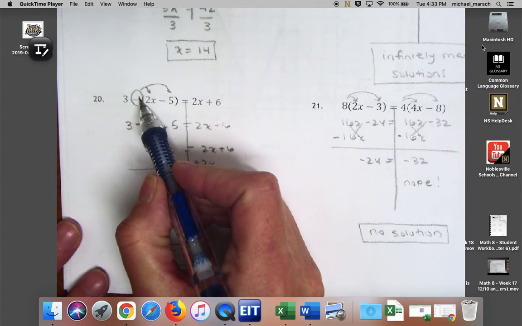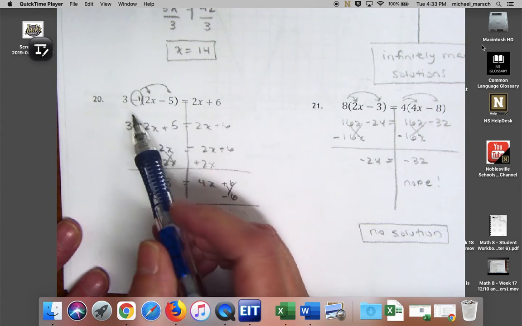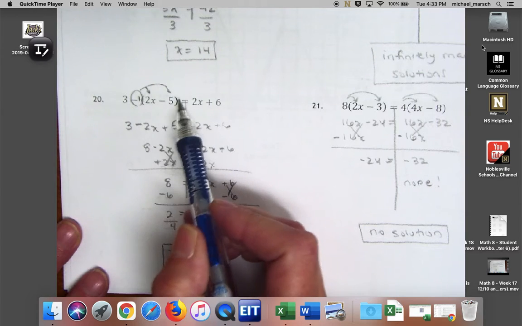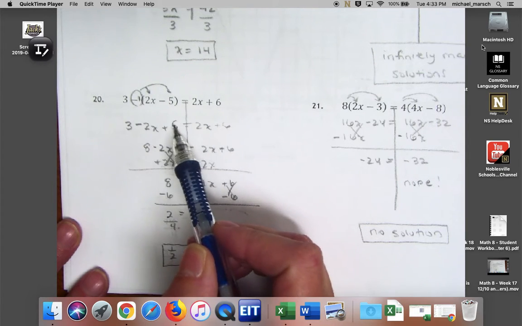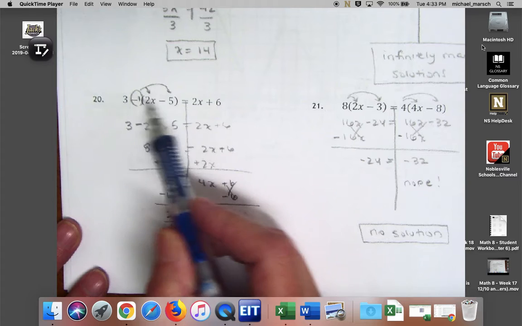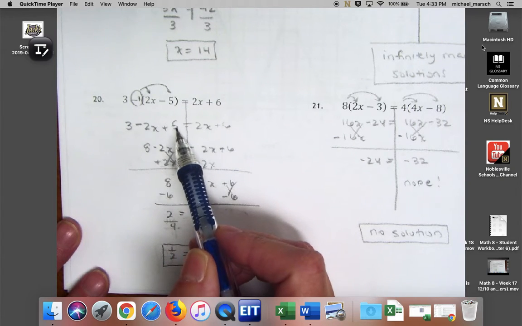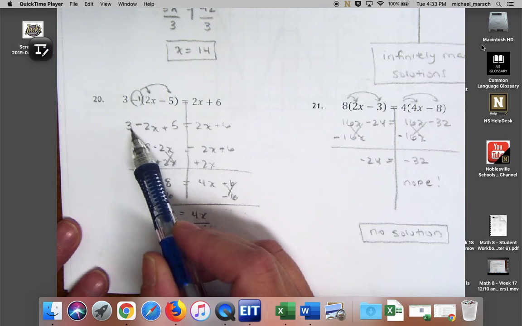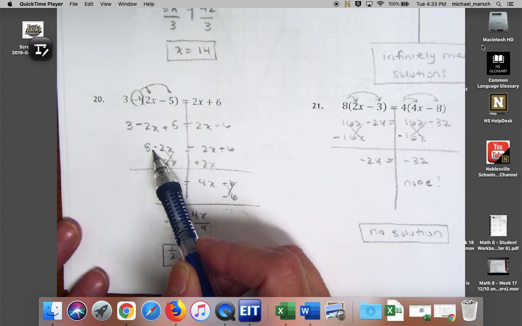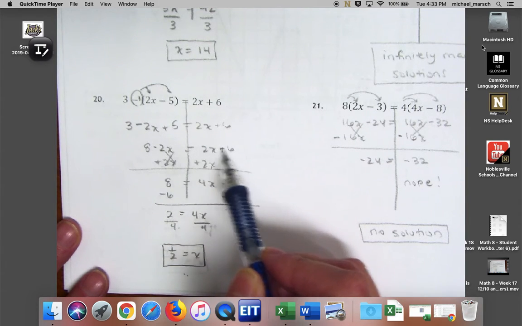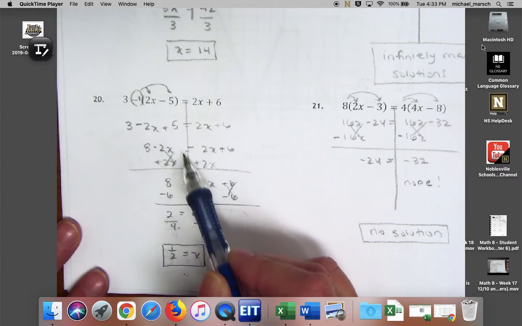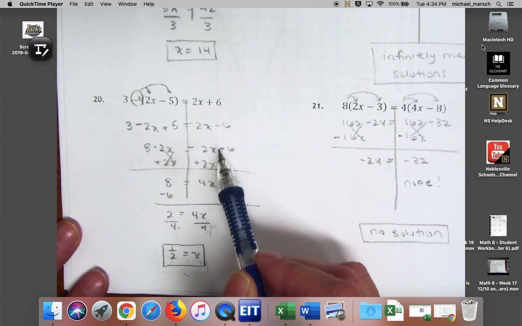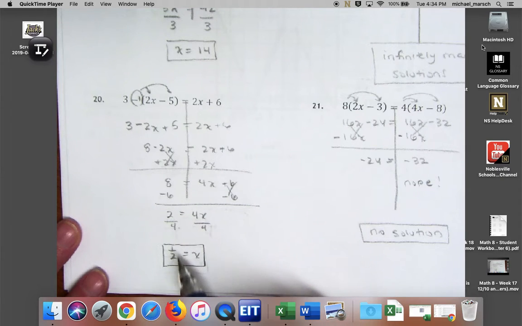Hopefully you remembered to distribute that secret hiding 1 right there. So you distribute the -1 first, so we get 3 minus 2x plus 5, because a -1 times a -5 gives me a +5, equals 2x plus 6. Combine my like terms. 3 plus 5 gives me the 8, minus 2x equals 2x plus 6. Add 2x to this side, subtract 6, you end up with 1/2 when you simplify.